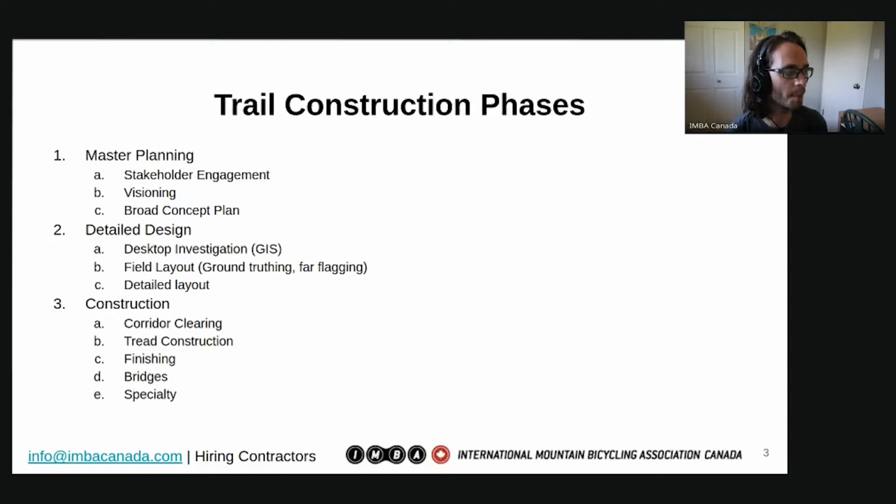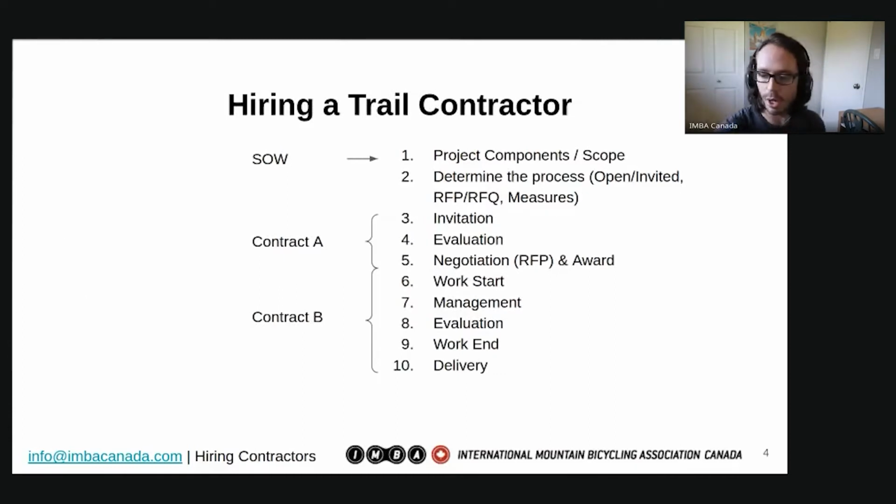There's a number of firms who will specialize in a certain style of work: helical raised boardwalks through wet areas, paved pump tracks, any number of other kinds of features that a firm might specialize in, and you would say fly them from somewhere to provide that service for you. And there's a few things to consider with that as well. So hiring a trail contractor begins with an understanding of what it is you want. And maybe what it is that you want is something that you don't have a clue about.